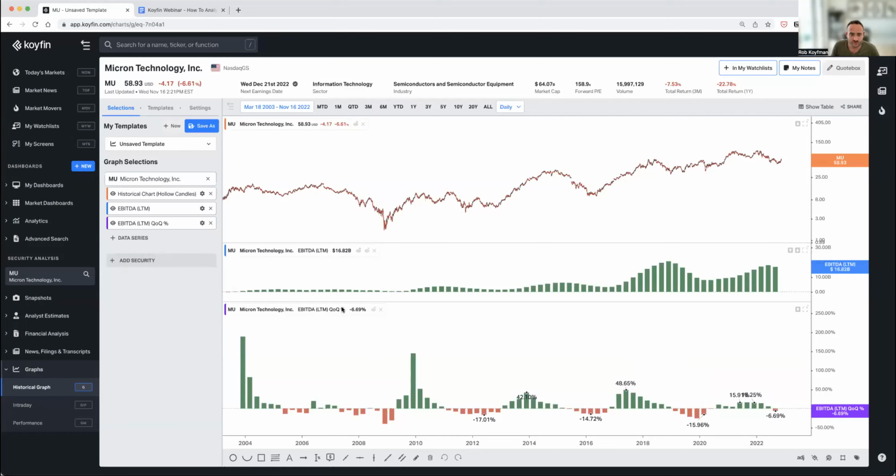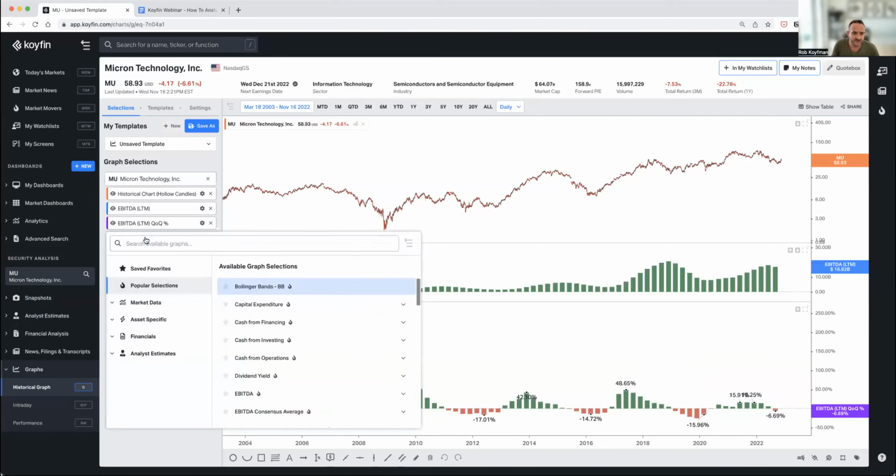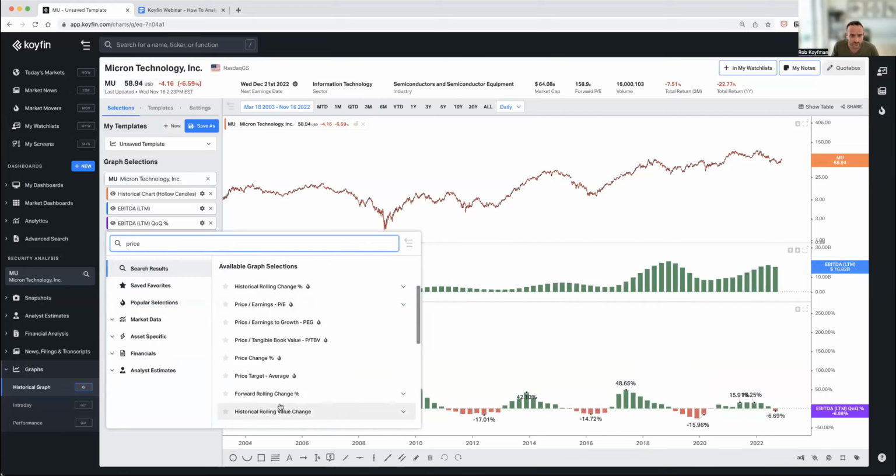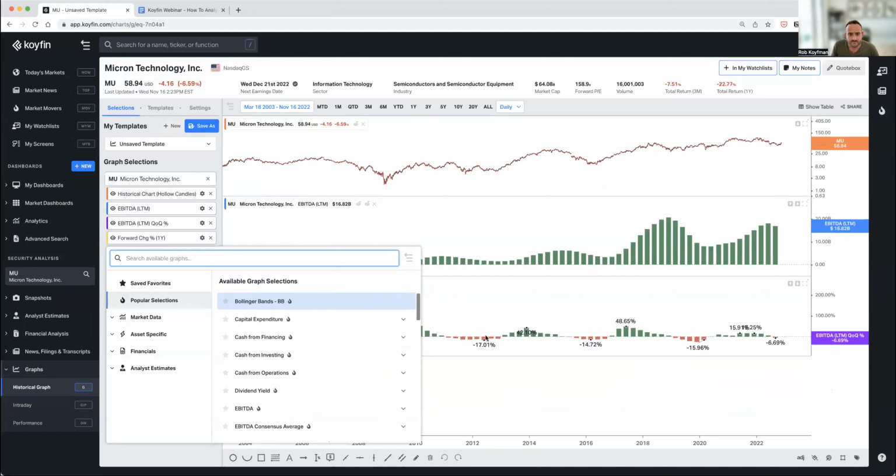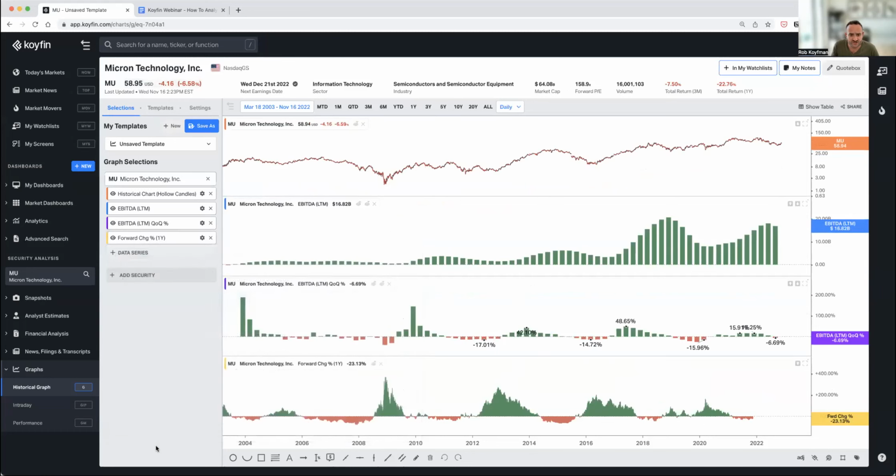The other thing that you can do to really visualize this is add a series that we have here called price change, the forward rolling percent change. What forward rolling percent change does is it's based on the stock price, and it looks at every point in time and shows you what the forward one year return is. So if you think about here, the forward 1 year return was 290%.